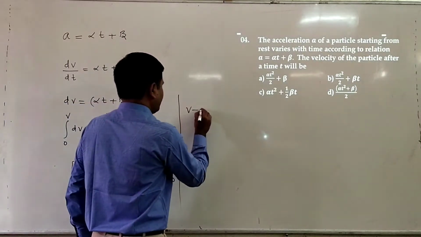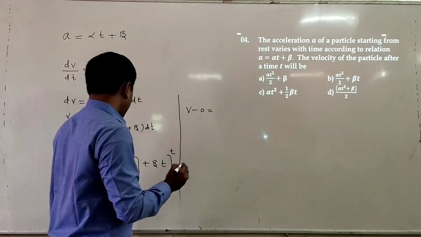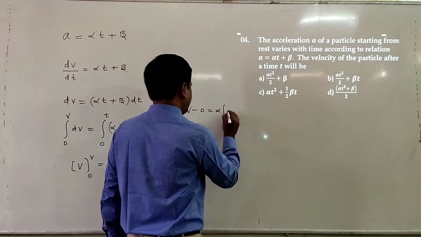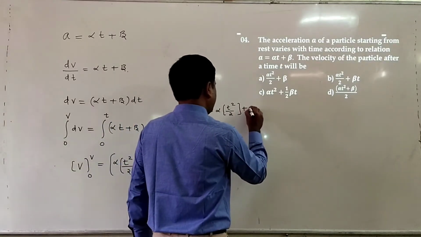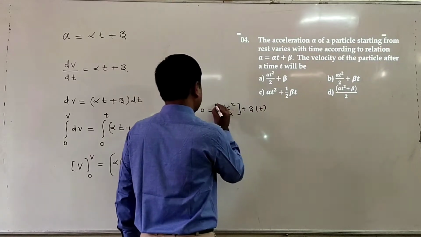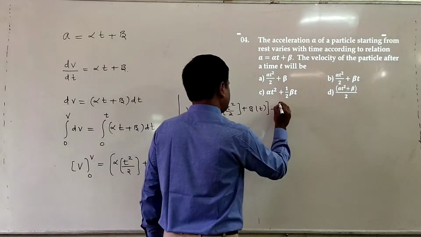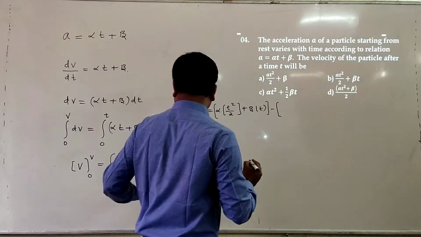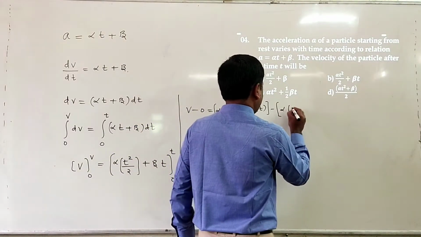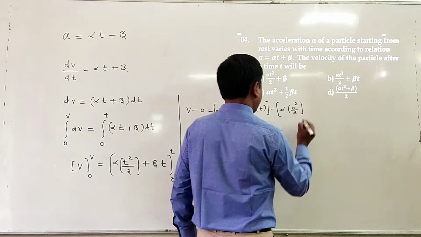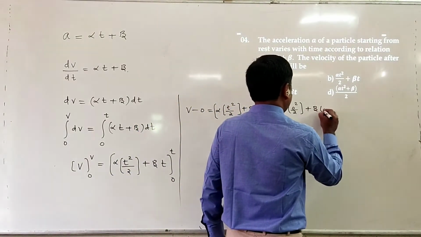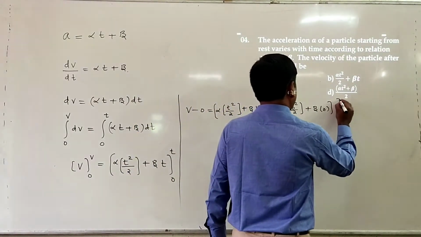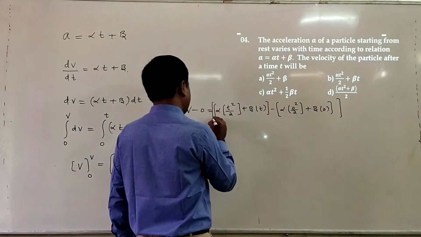So v minus 0 is equal to alpha into t square by 2 plus beta into t, this is the upper limit. Next, minus the lower limit. The lower limit is t equal to 0, meaning alpha into 0 square by 2, plus beta into 0. This is how we substitute the limits here.